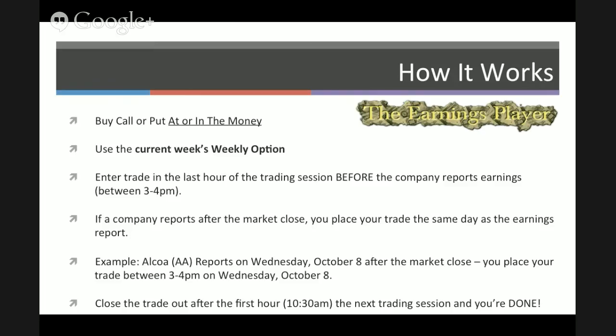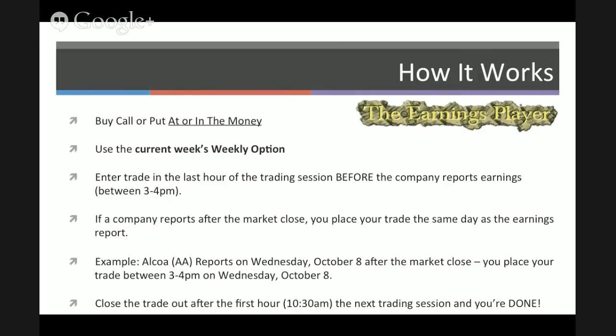Now, the way that our program works is we buy a call or a put at or just in the money. We take a look at those prices at the beginning of the week so that we can tell you exactly where to place those trades. And we're always using the current week's weekly option. So for all of our trades next week, they'll be based on next Friday's expiration date. So that's the 18th, right? Yeah, 17th. So they'll all be the weekly option that expires October 17th. Actually, I think it has an 18th.